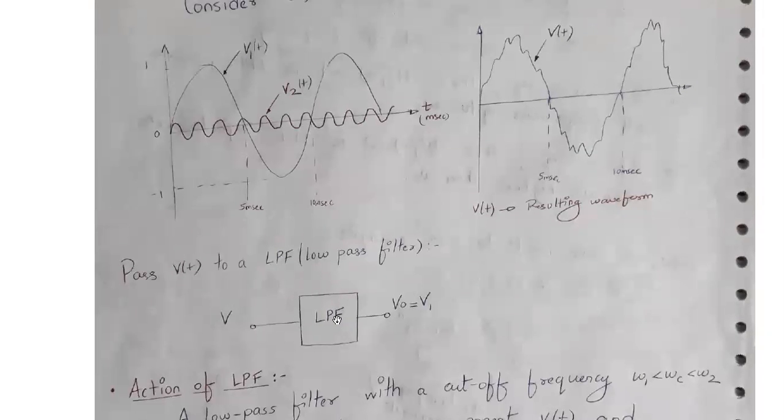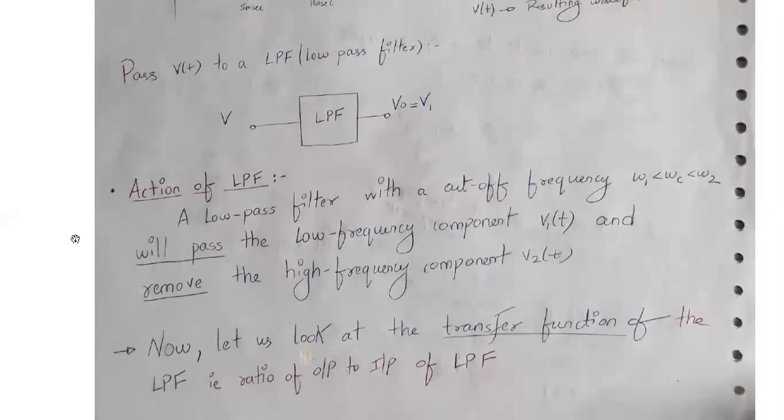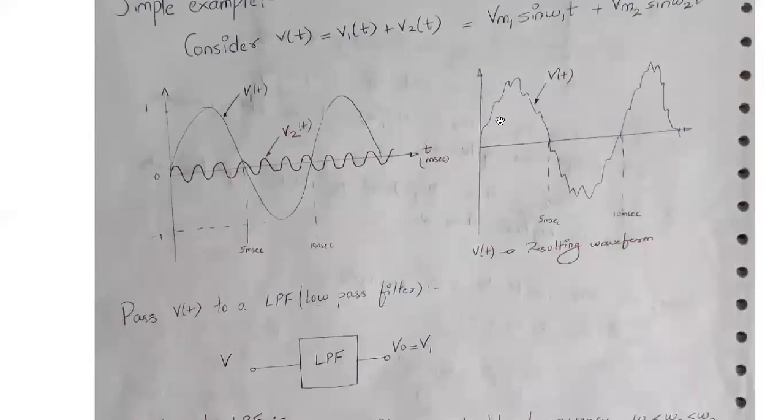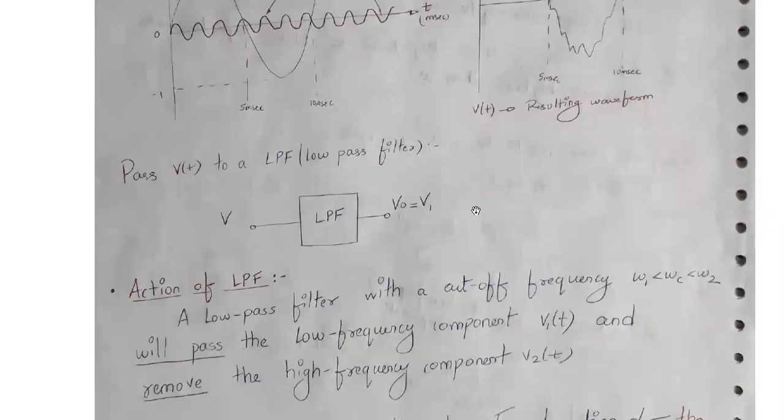Let's pass this output to a low pass filter. If you pass this output to a low pass filter, the output should give you V1 of t. Correct? So what is the action of a low pass filter? A low pass filter with a cutoff frequency omega c between omega 1 and omega 2. You see, omega 1 is the low frequency, and omega 2 is the high frequency.